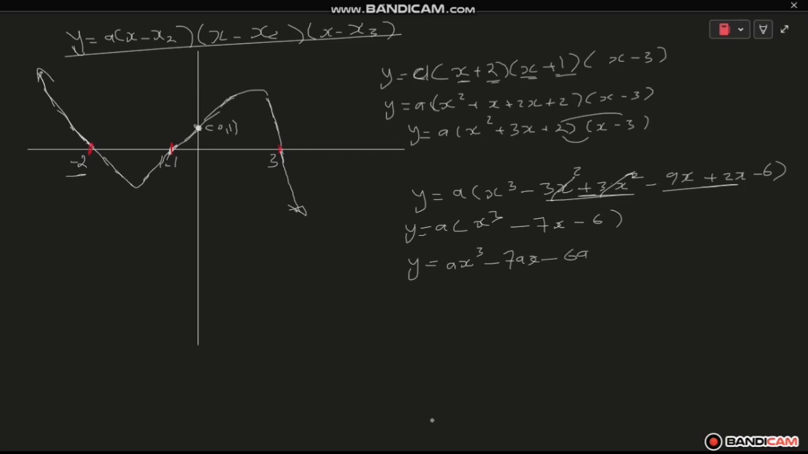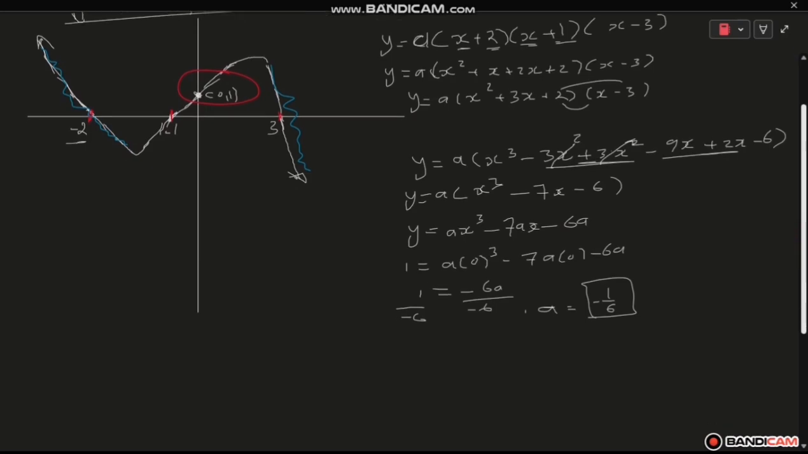Then for us to find the value of a here, we must substitute this point over here, the y-intercept. So it's going to be 1 equals a, where there's x, you substitute 0 as it is written on that point, a times 0 cubed minus 7 times 0 minus 6a. Then we're going to have 1 equals -6a. We divide both sides by -6. Therefore, our answer is going to be a equals 1 over 6, but negative. And it makes sense since the graph is decreasing and it ends by decreasing. It means that a is negative.